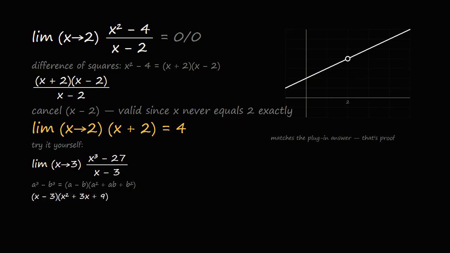Factoring the top gives x minus 3 times x squared plus 3x plus 9. Cancel the x minus 3, then substitute x equals 3 into what remains. 9 plus 9 plus 9 equals 27. This factoring doesn't always work, especially when a square root is involved.